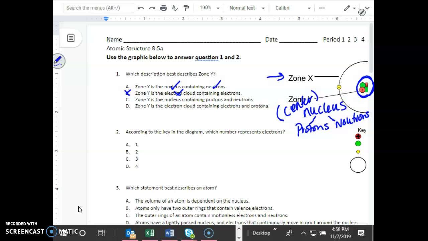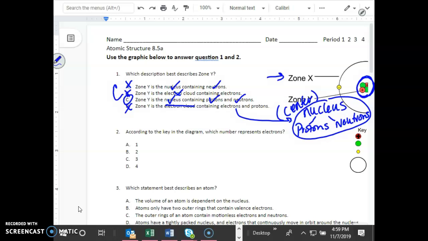Zone Y is the nucleus, yes, containing protons and neutrons. So this is a better answer because it includes both the protons and the neutrons, so we can get rid of A. And zone Y is the electron cloud. No, it is not. It is the nucleus. We have already identified that, so the best answer is C.